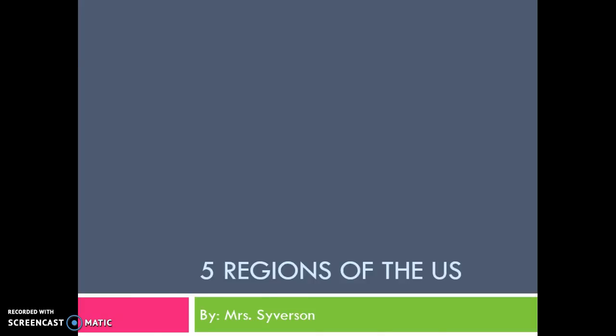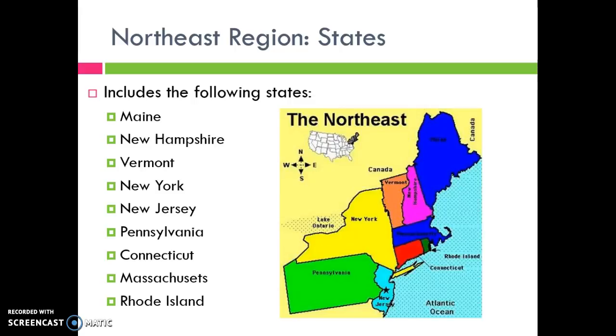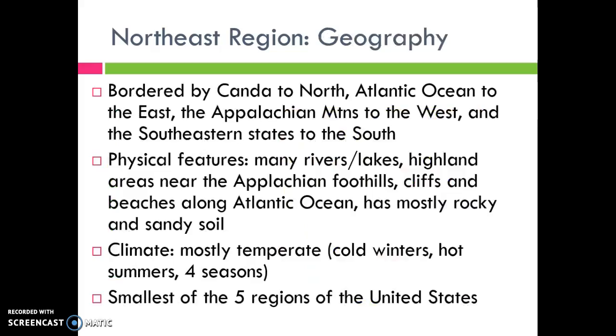Okay, so the first region we're going to talk about is called the Northeast region. The states that are included in this are all the ones that you see on the map to the right, including Maine, New Hampshire, Vermont, New York, New Jersey, Pennsylvania, Connecticut, Massachusetts, and Rhode Island. If you need to pause and take those down for your notes, go ahead and do that now, but I'm going to continue moving on so that we can keep this video as brief as possible.